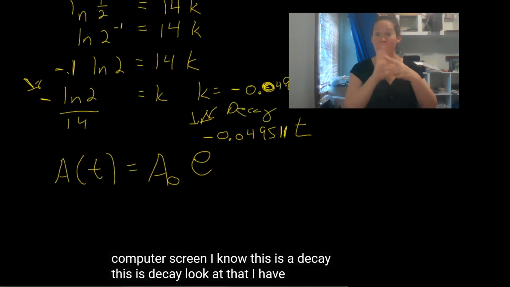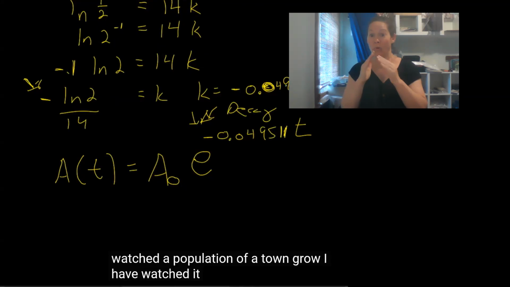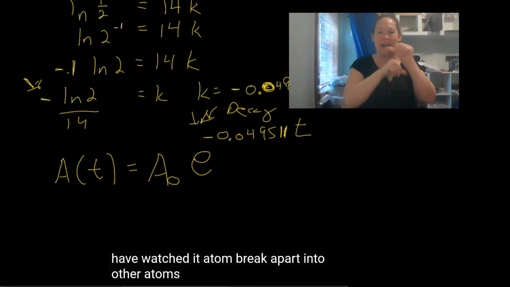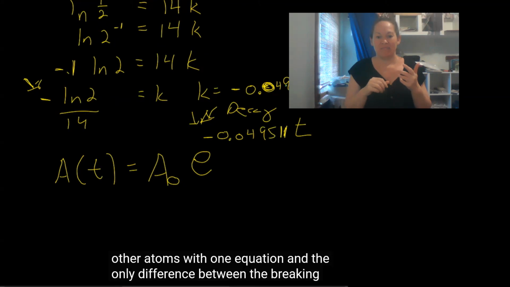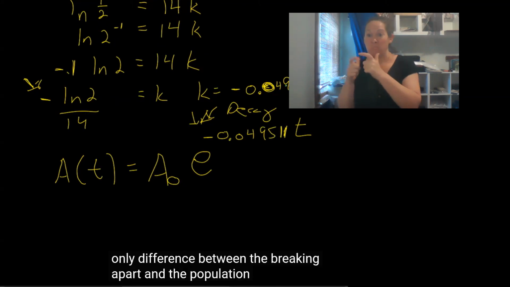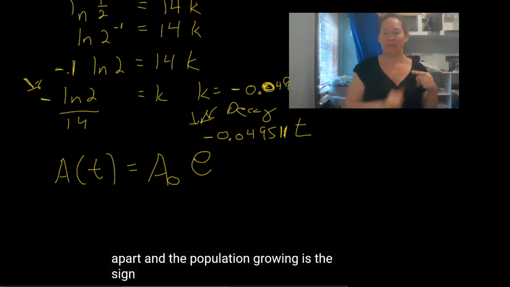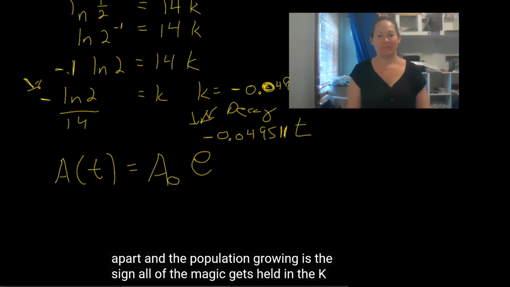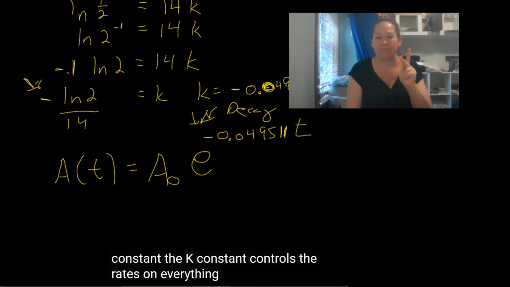Look at that. I have watched a population of a town grow. I have watched an atom break apart into other atoms with one equation. And the only difference between the breaking apart and the population growing is the sign. All of the magic gets held in the k constant. The k constant controls the rates on everything moving through.